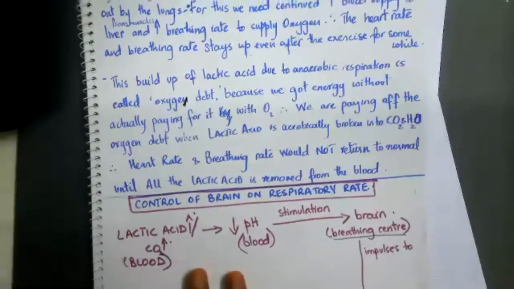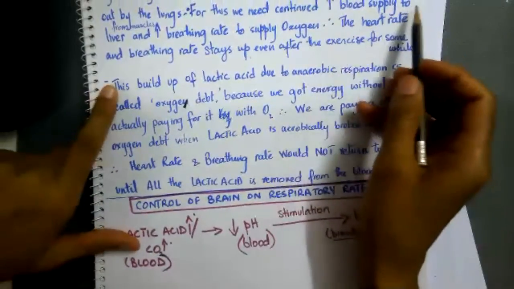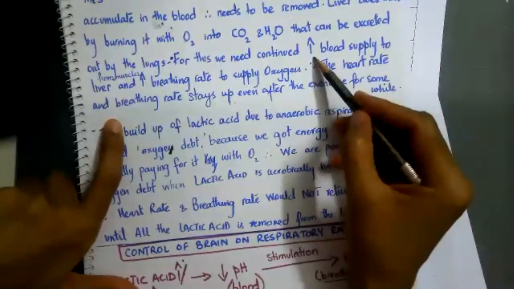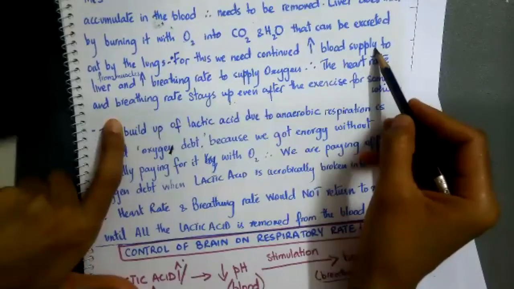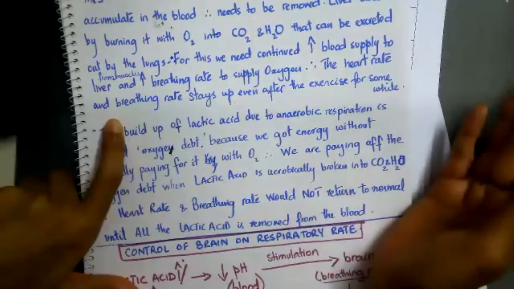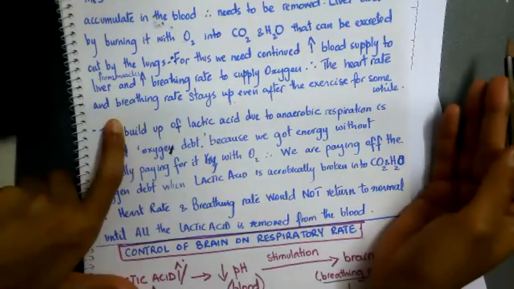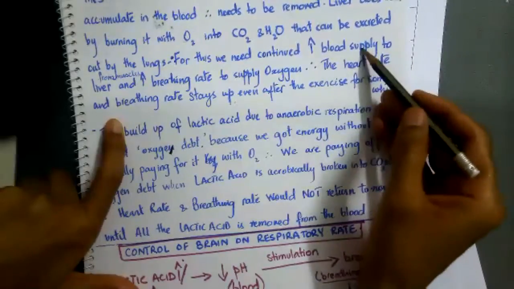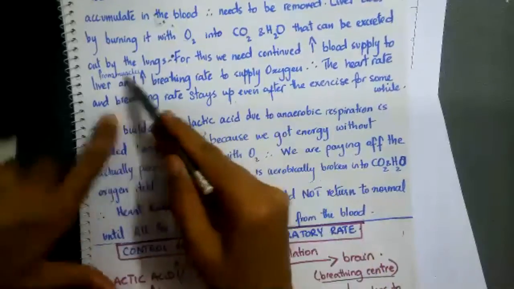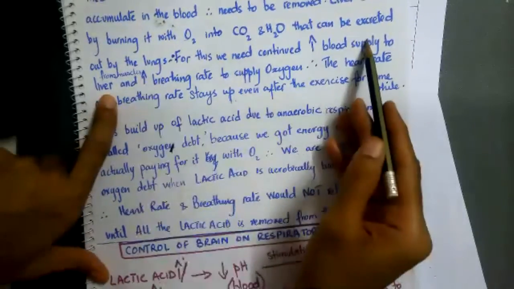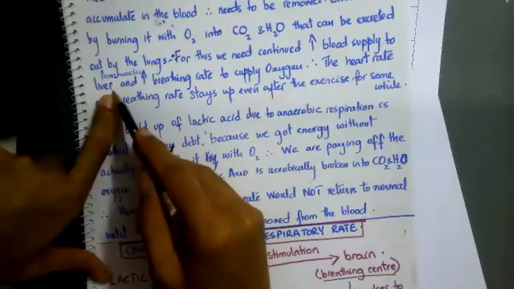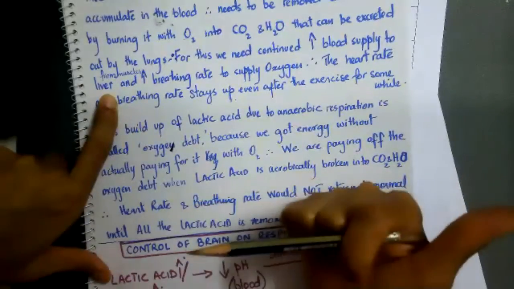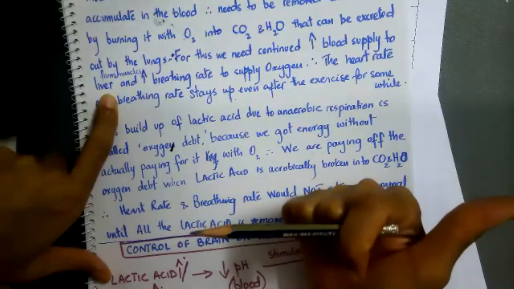Okay. For this, we need continued increased blood supply. Another point that I forgot to mention is that increased heart rate, which takes place in response to exercise, causes increased blood supply to the liver from the muscles. And this blood had lactic acid, remember, and in the liver it needs to be converted into carbon dioxide and water, complete the aerobic respiration, pay back the debt.